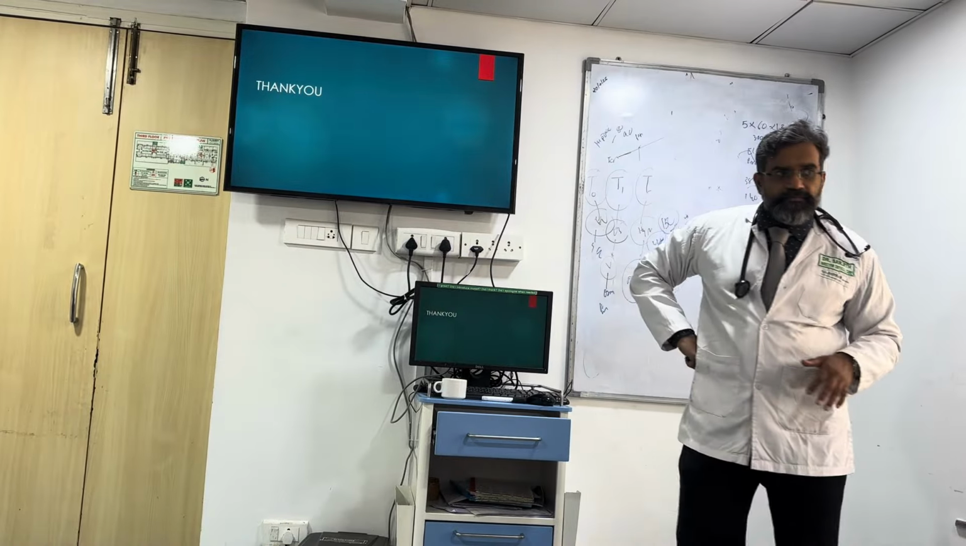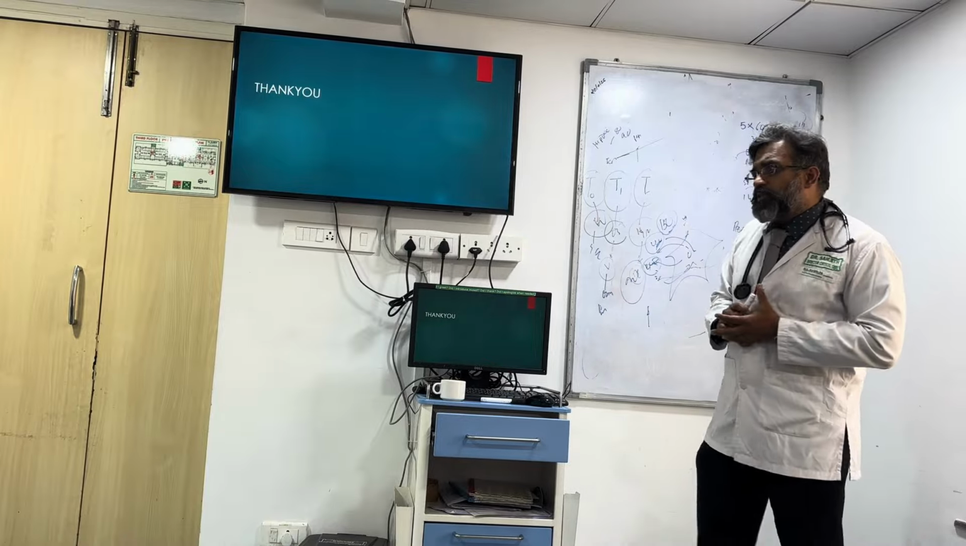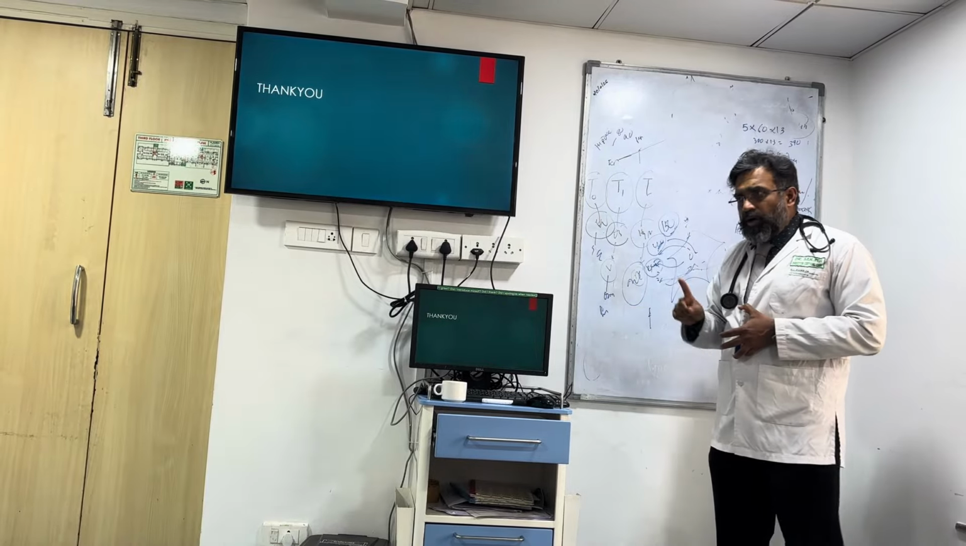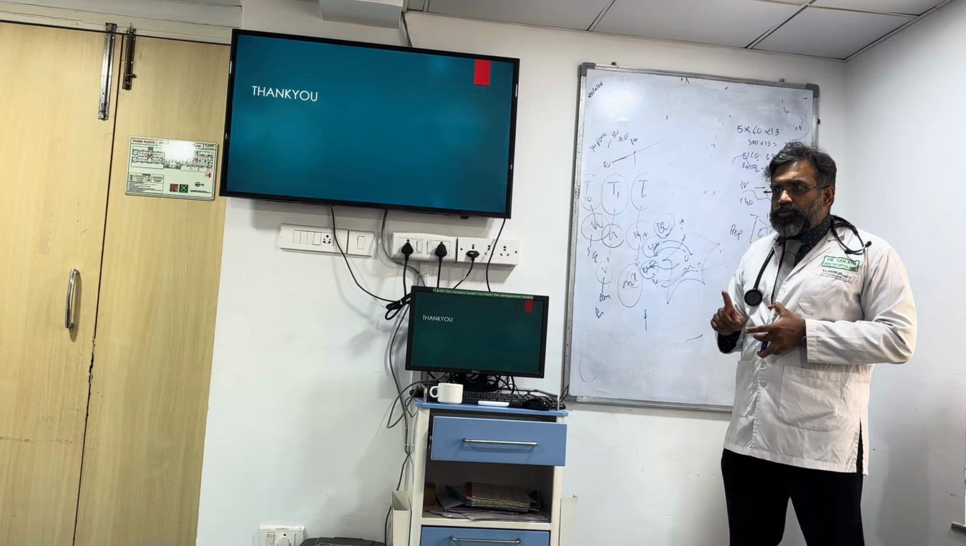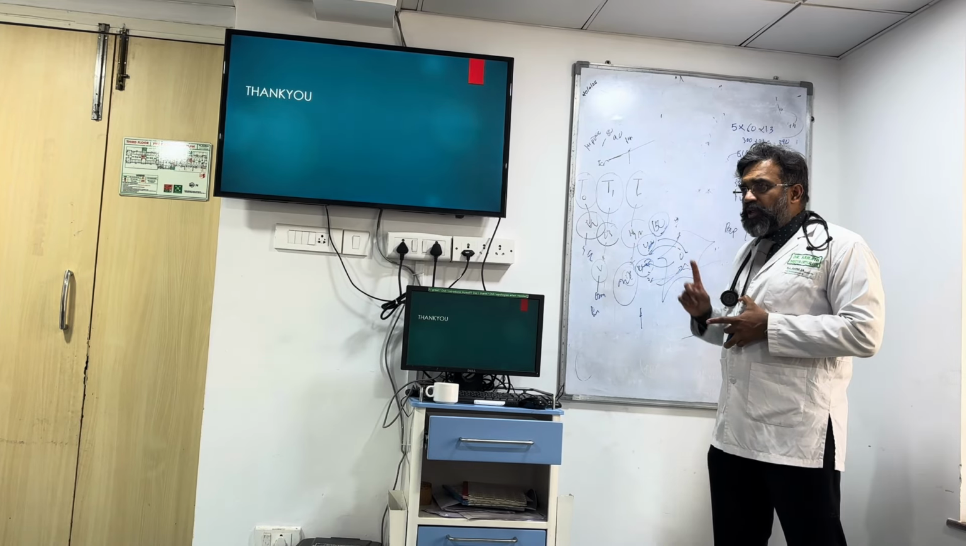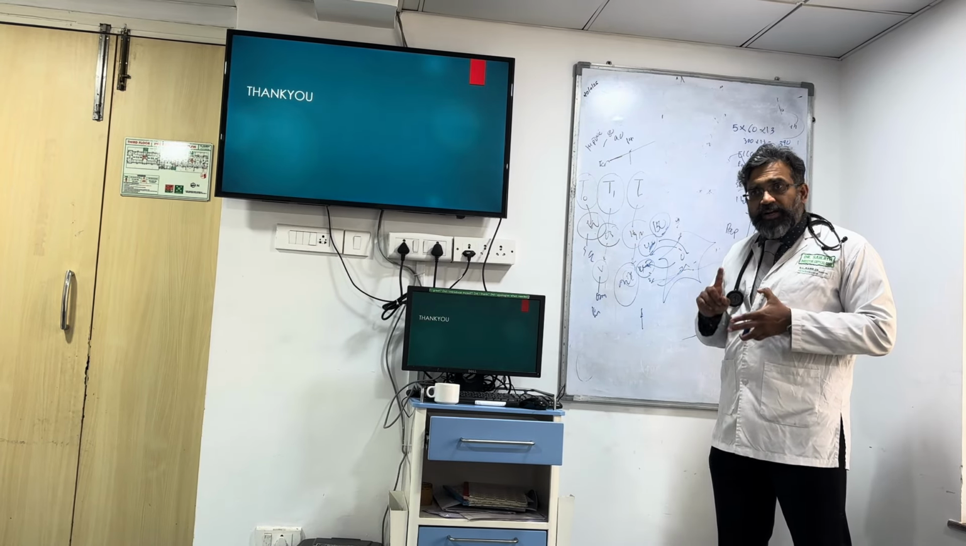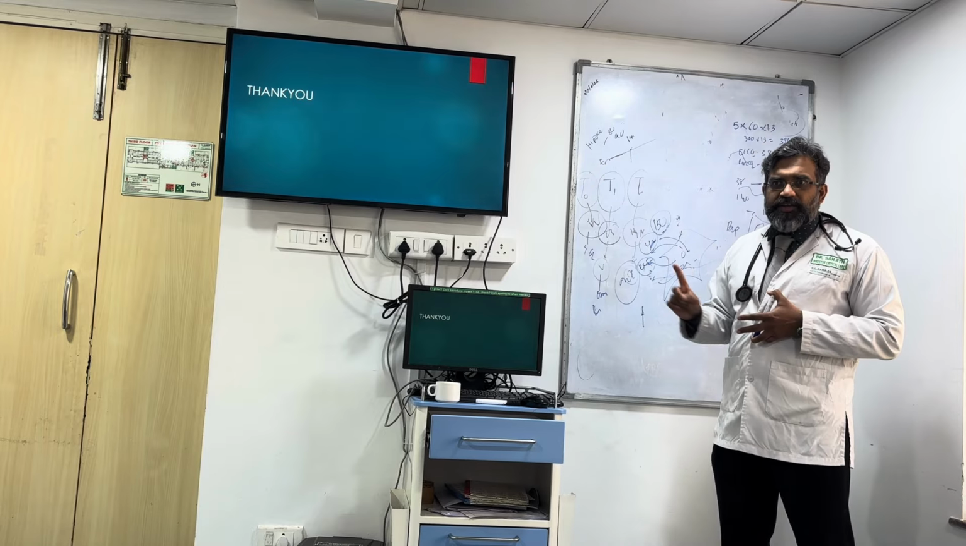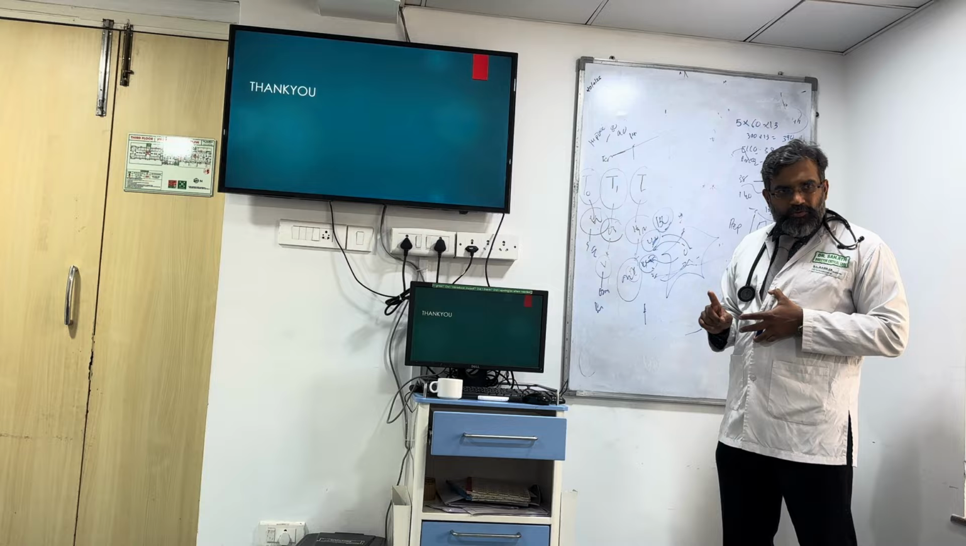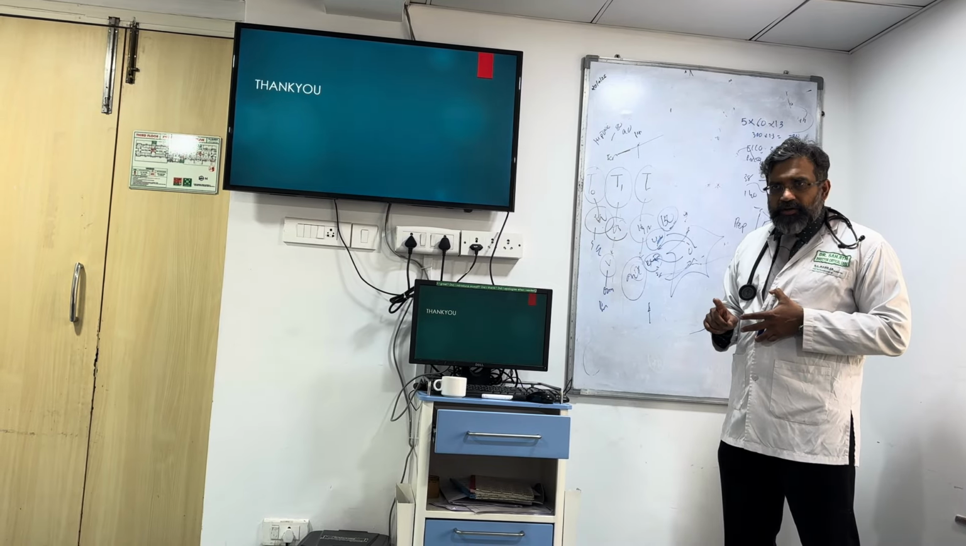Clear? So the reason for giving 3% saline is multifold. One is to cause the ICP to come down, and two, to maintain sodium on the higher side. You getting the point? Clear on this?